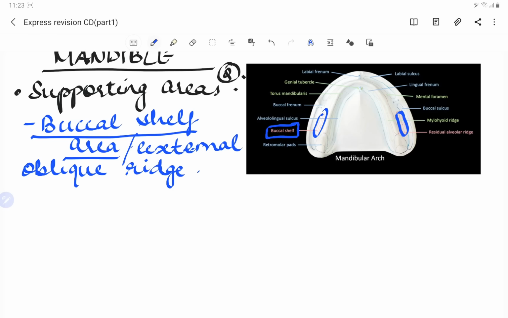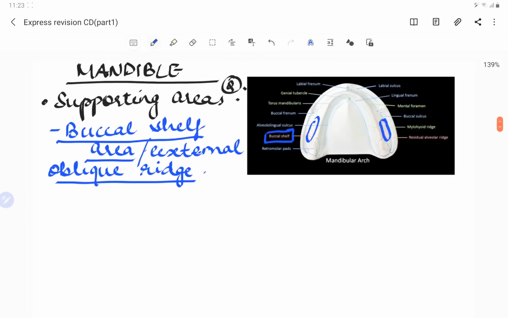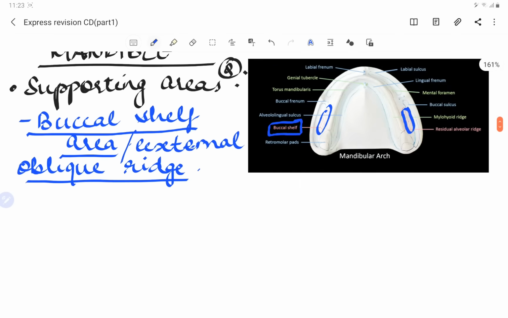Now this is a supporting structure. That means we can put pressure on it, right? Most other things decrease in size when there is resorption of the ridge. In the mandible we know there is more resorption, right? So the buccal shelf area is increased in resorption. It is surprising that with increased resorption the rest of the things shrink down, but the buccal shelf area increases.